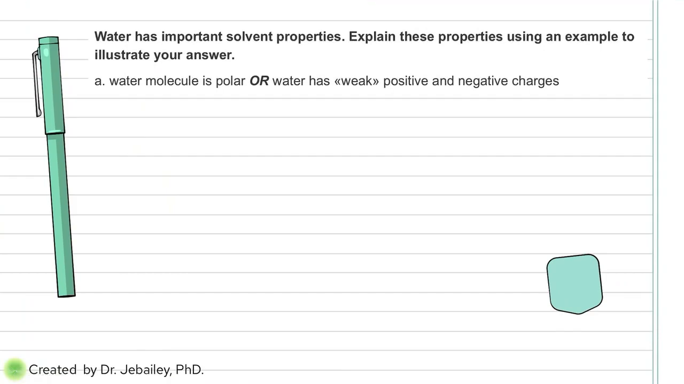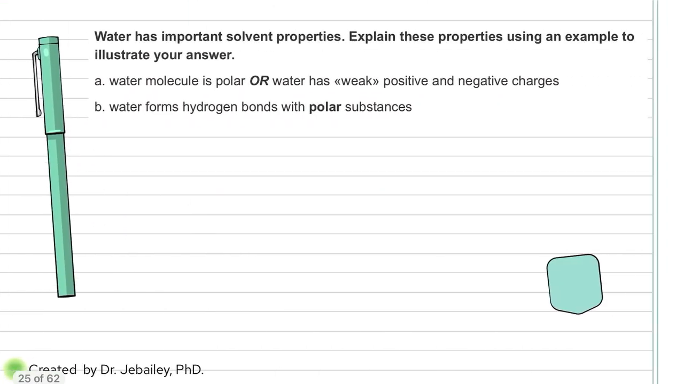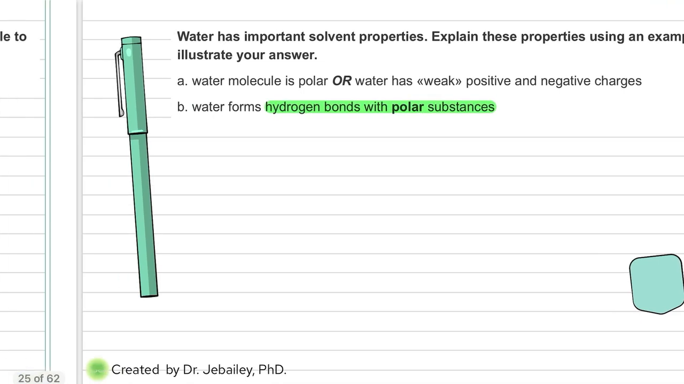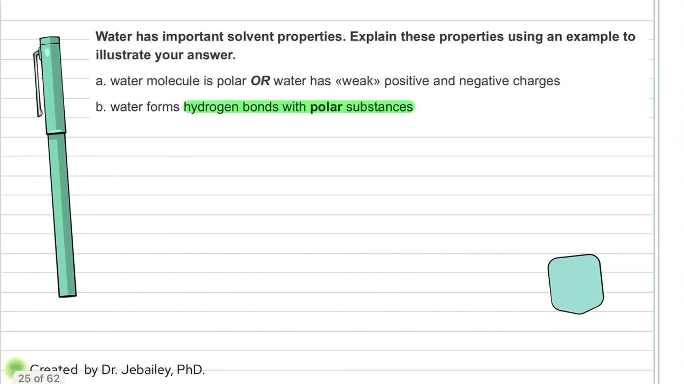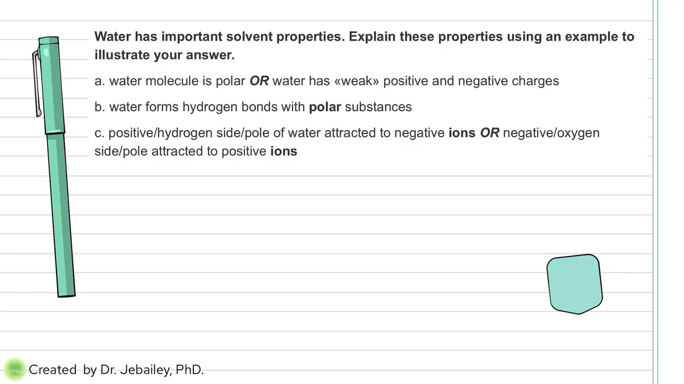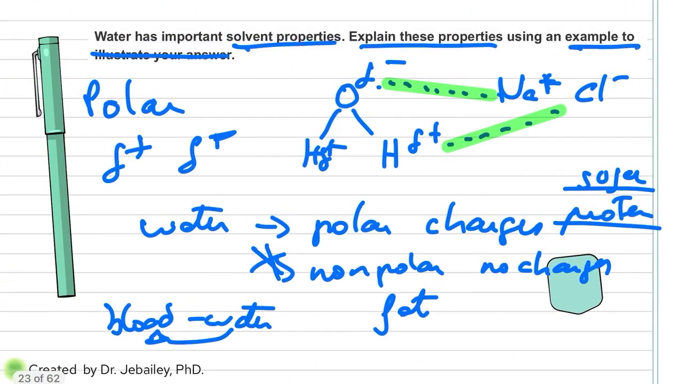In the mark scheme, the water molecule is polar, or it has a weak positive and negative charge. So like I said, polar is a big thing when it comes to solvent. Water forms hydrogen bonds with polar substances. Just as I mentioned here, these dotted lines are the hydrogen bonds. So if you mention it, you get the points. The positive hydrogen side of the water is attracted to the negative, and the negative side to the positive. This is exactly what I was talking about here: the positive attracted to the negative, and the negative attracted to the positive of a salt.